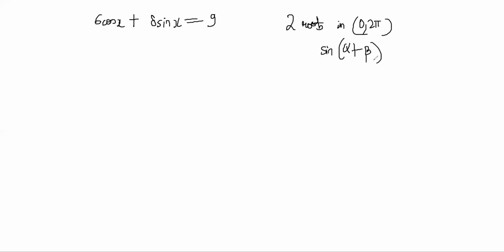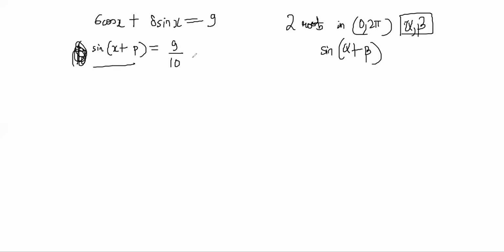6 cos x plus 8 sin x is equal to 9, right? This was the question, and there were two roots in 0 to 2 pi. Instead of doing some long calculations, I have to find out sine of alpha plus beta. Two roots are alpha and beta. So what I did was I made it 6 by 10 sine of x plus some unknown angle, let's say p, is equal to 9 by 10.